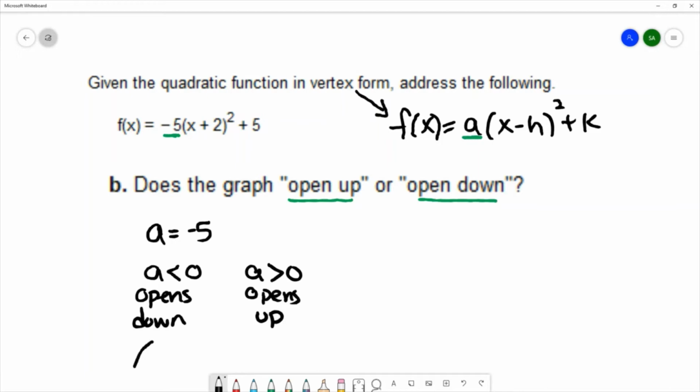Opens down means your parabola would be facing down like this. And opening up would look like this. So because our value of a is less than 0, we know that it opens down.